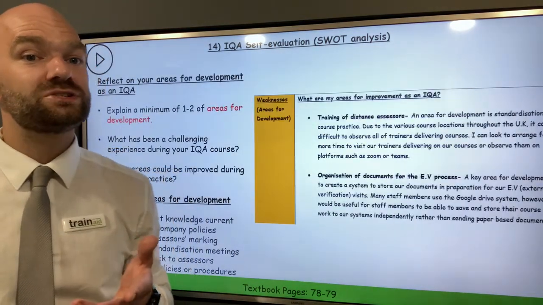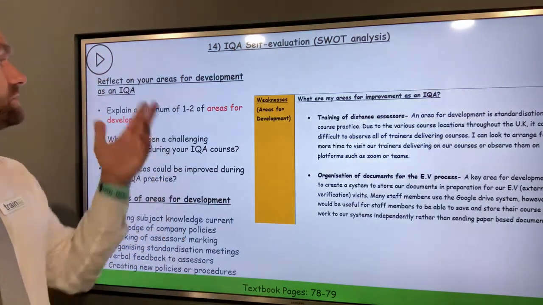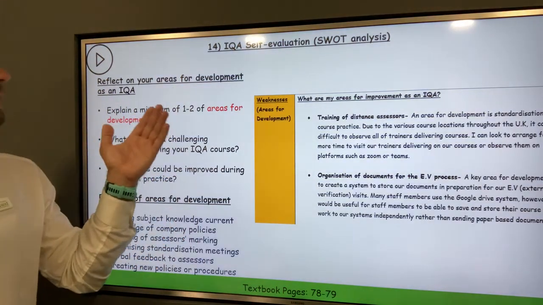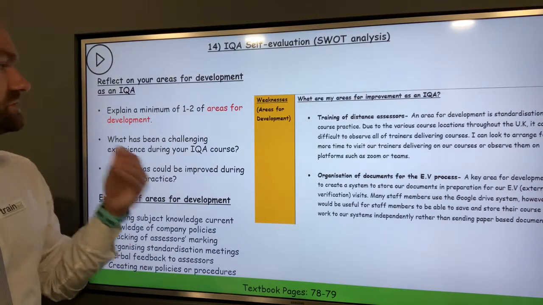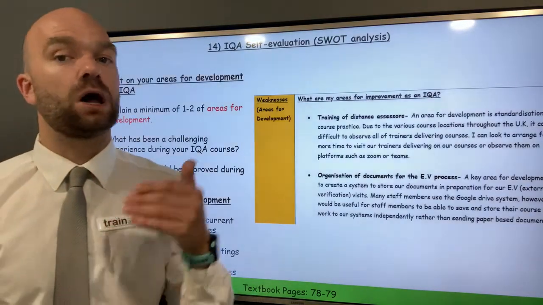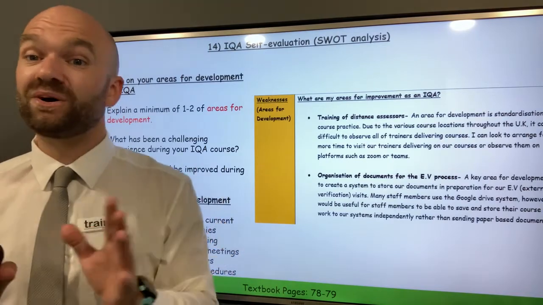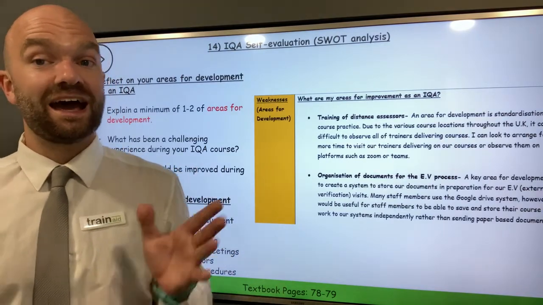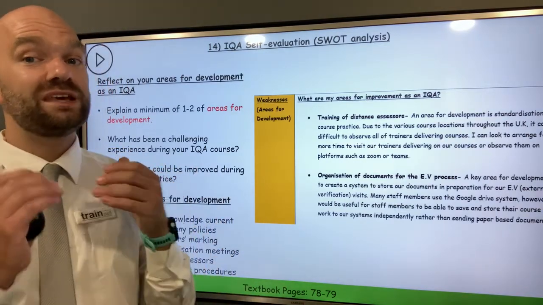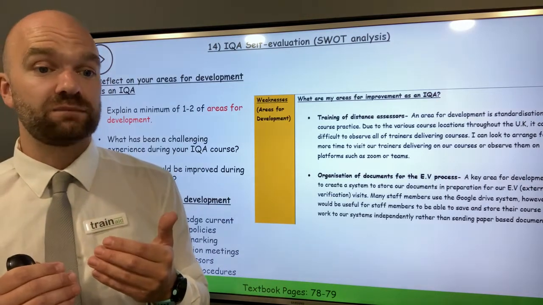Now we are on to our areas for development. Once again, think about 1 or 2 areas for development. So think back on your IQA journey. What hasn't gone to plan, okay? You're not going to be the finished article at this stage, okay? But think about what could have gone better, okay?